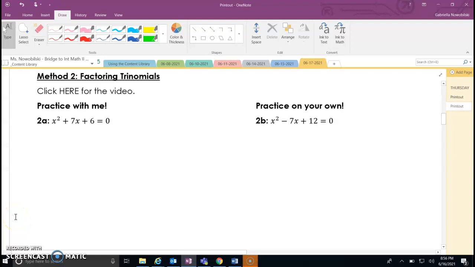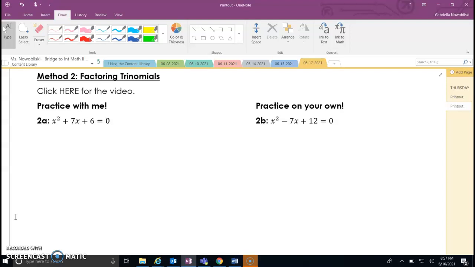All right, so you made it to method 2. And honestly, this method is probably the one you will use 80% of the time. You will see it most throughout high school and college, if you take math classes in college, just because factoring is very popular with trinomials.